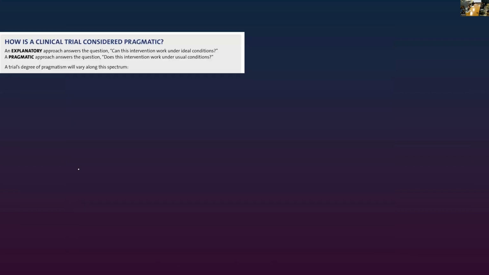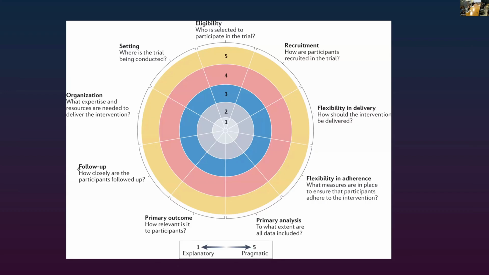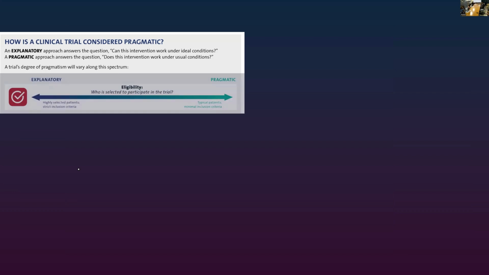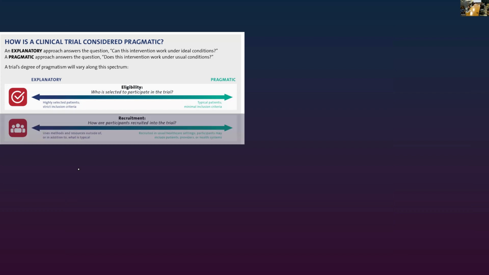So we do the scoring for each domain and end up with a visual picture of our design, and it should ideally be a complete wheel. Okay. And then we decide, are my designs consistent? Are we designing the trial that we wish to design? So the first thing is eligibility. How are the patients selected into the trial? Are we using a very strict inclusion criteria, typical patients?